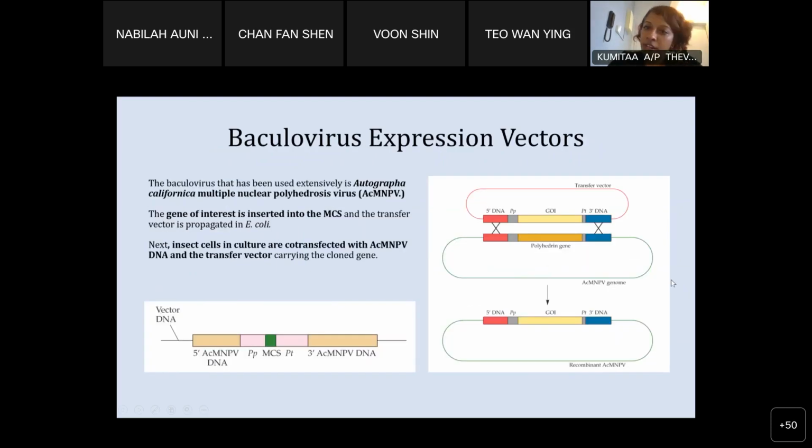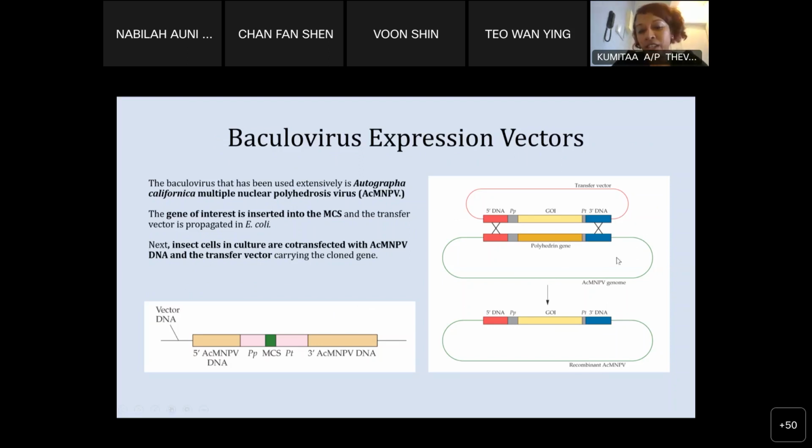The baculovirus vector that has been used extensively is known as Autographa californica multiple nuclear polyhedrosis virus, such a mouthful. The short form is ACMNPV, which is what you see down here and also in the image on the right. How it works is you insert your gene of interest into a multiple cloning site, and then the transfer vector is propagated in E. coli. Next, your insect cell in culture is co-transfected with ACMNPV DNA and your transfer vector.